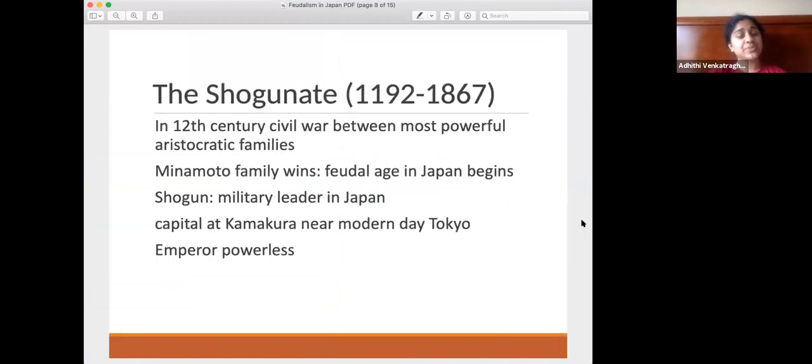The shogunate was from 1192 CE to 1867, and it was in the 12th century when the civil war between the most powerful aristocratic families happened. So the Minamoto family wins, and the feudal age in Japan begins, and the shogun was the military leader in Japan. So the capital was at Kamakura near modern-day Tokyo, and the emperor was powerless.